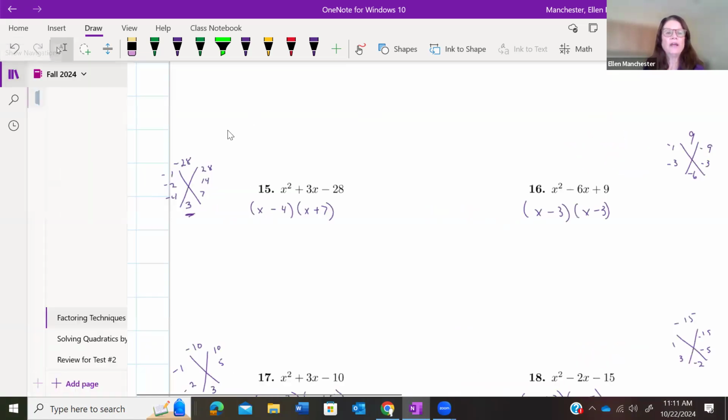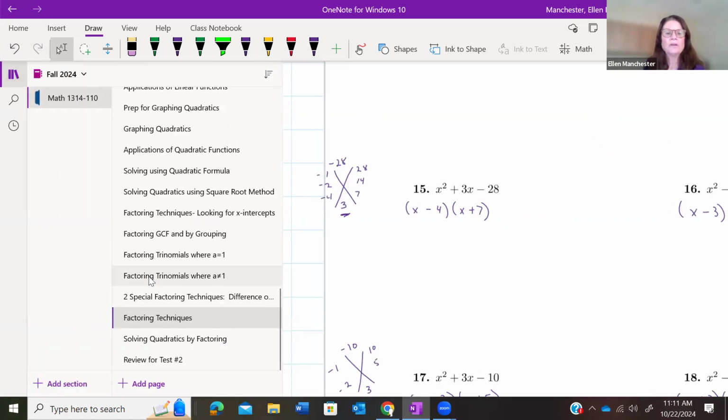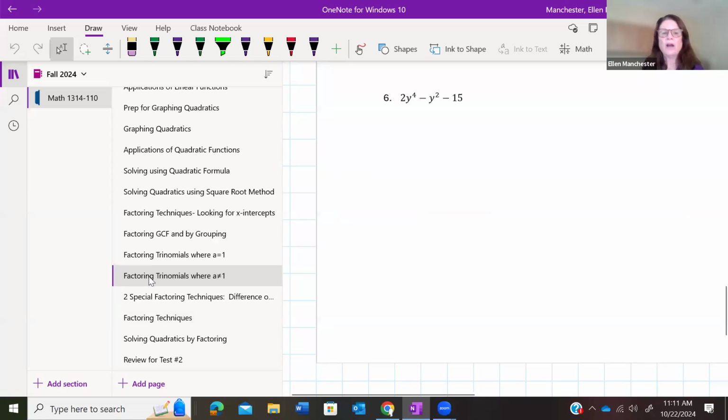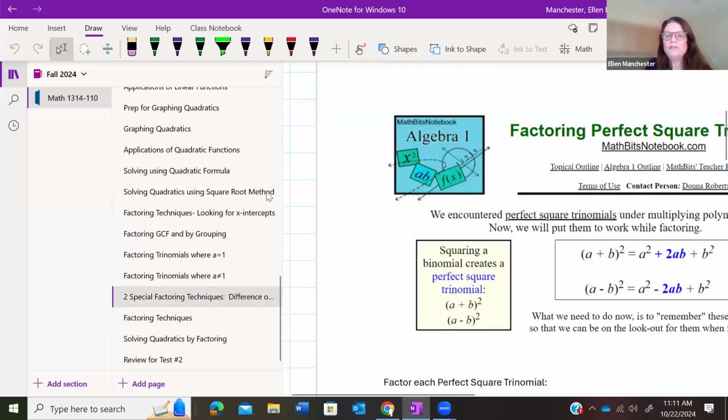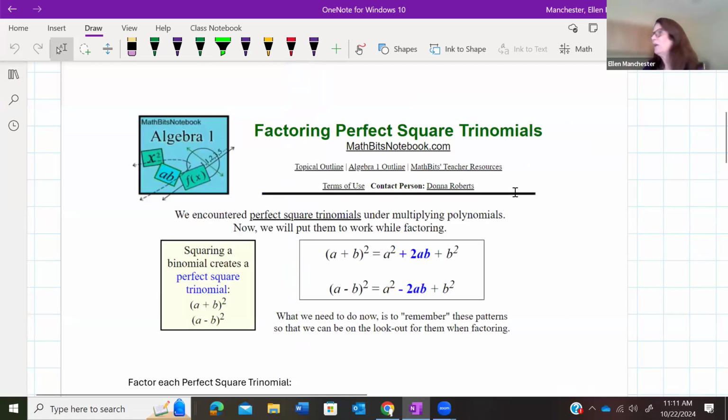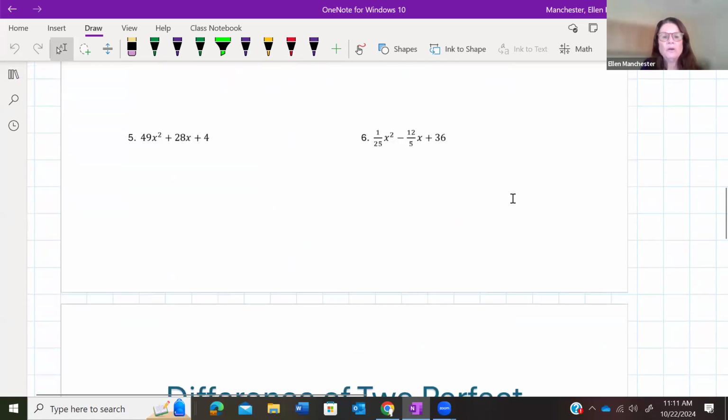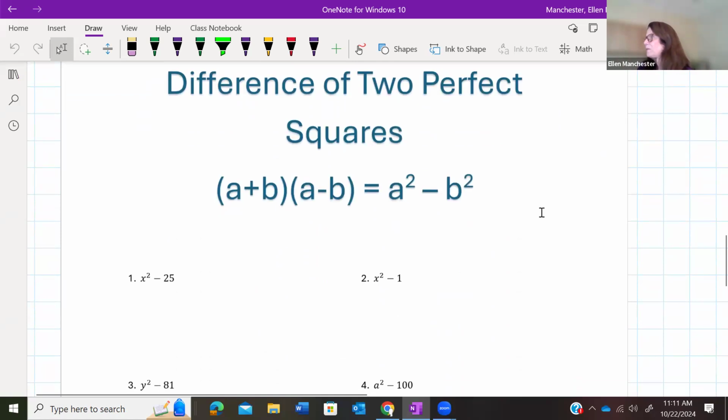I'm going to skip factoring a trinomial where a is not 1. This is what it looks like: your first term, the a term, is a value. We're going to skip that for now because that's the one that takes the most brain power. What I want to get to are our two special factoring ones. This one you already know, we already did it: difference of two perfect squares. I'm going to save the other trinomial for Thursday.